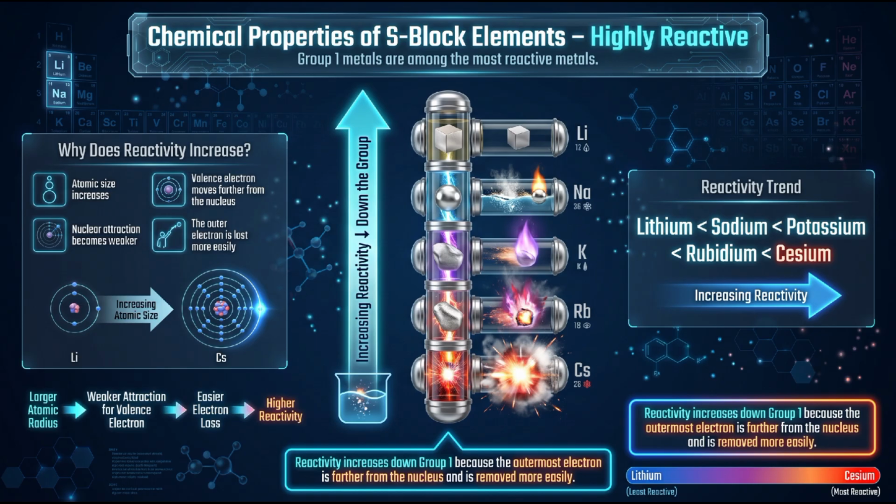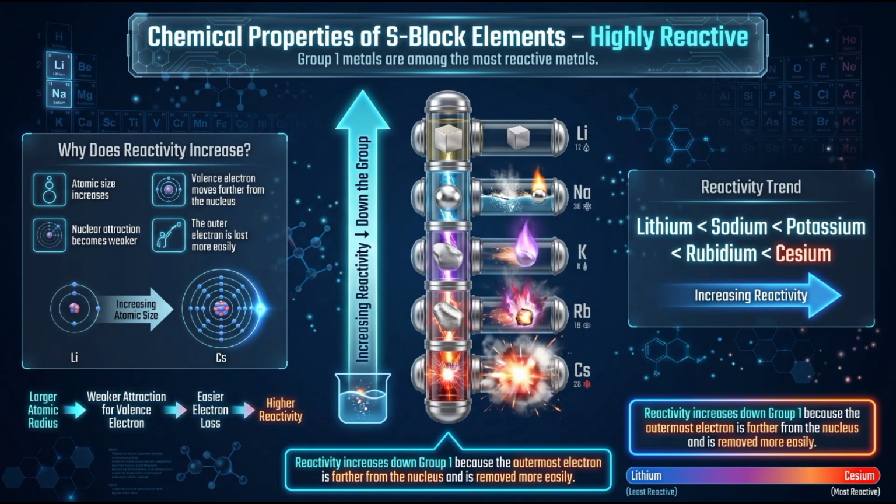Because the outermost electron is both farther from the nucleus and more strongly shielded by inner electrons, it requires less energy to remove it. This energy is called the first ionization energy. The first ionization energy decreases steadily as we move down group 1. Lower ionization energy means that the atom can lose its electron more readily, which directly increases chemical reactivity.